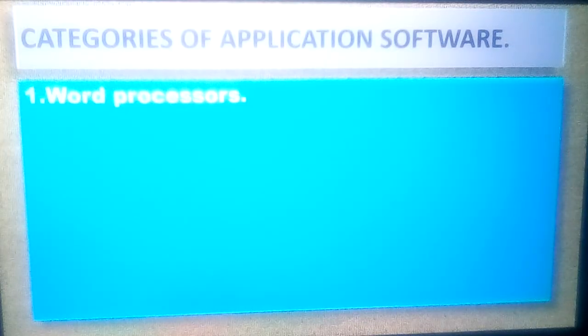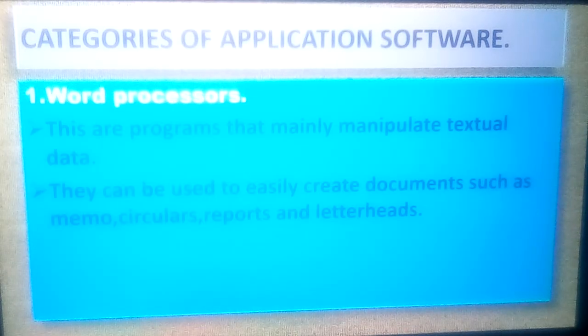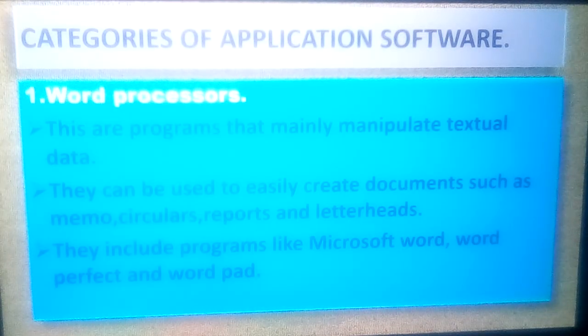Categories of application software. 1. We have word processor. These are programs that mainly manipulate textual data. They can be used to easily create documents such as memo, circular, reports, and letterhead. They include Microsoft Word, WordPerfect, and WordPad. Those are examples of word processors.